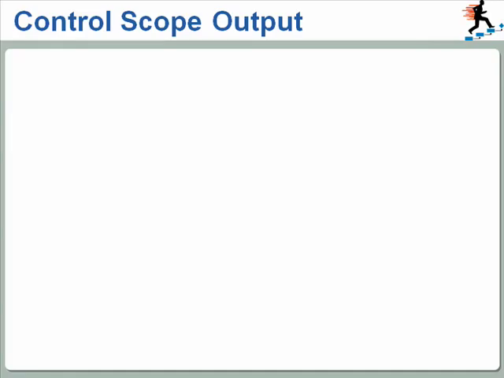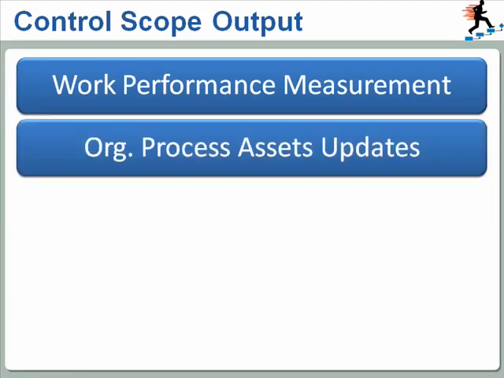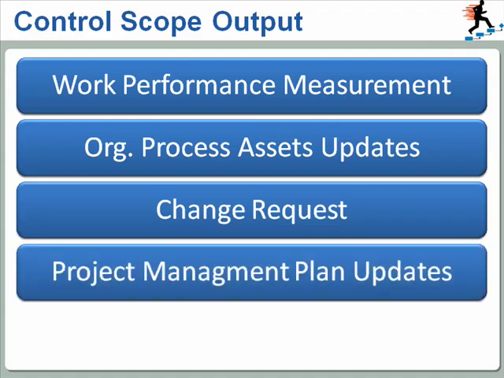And because that is really all there is to say about it, we're already moving on to the outputs of the control scope process. There are five of them. We have the work performance measurements, the updates to the organizational process assets, we have change requests, we have updates to the project management plan, and we have also updates to the project documents.